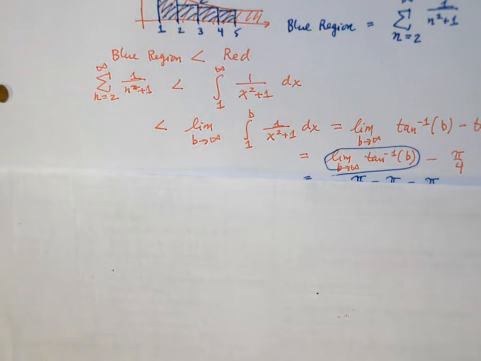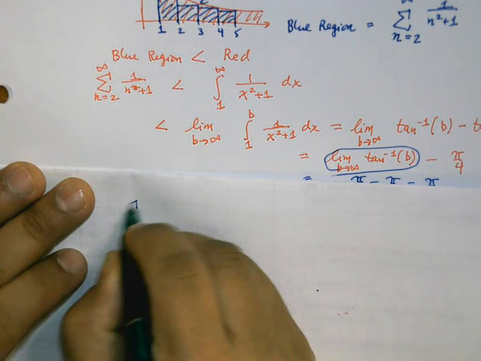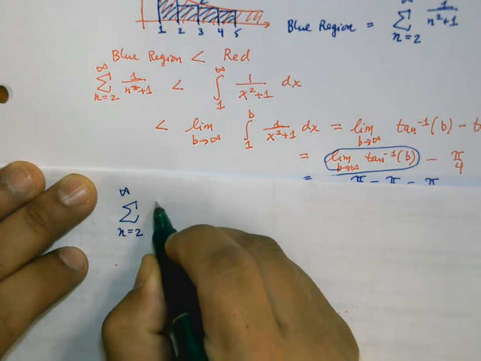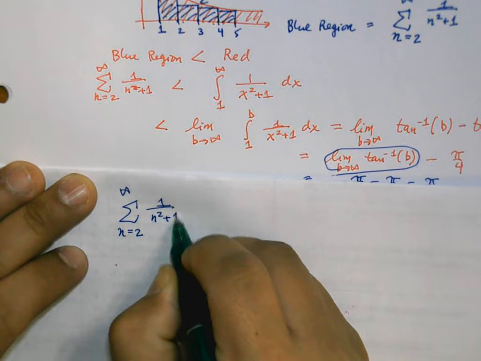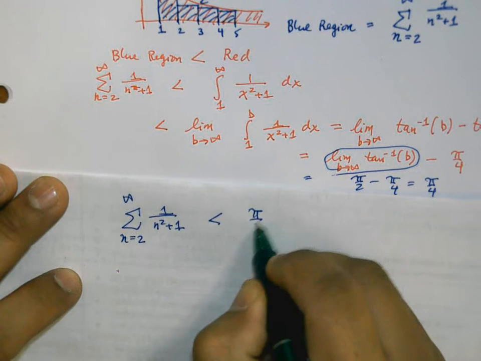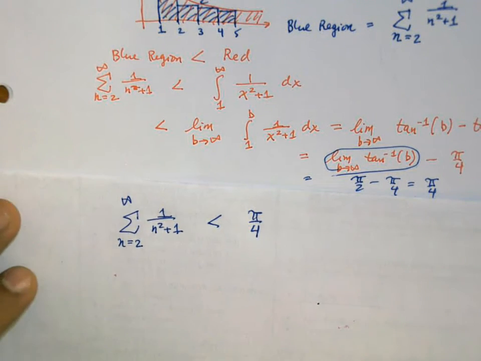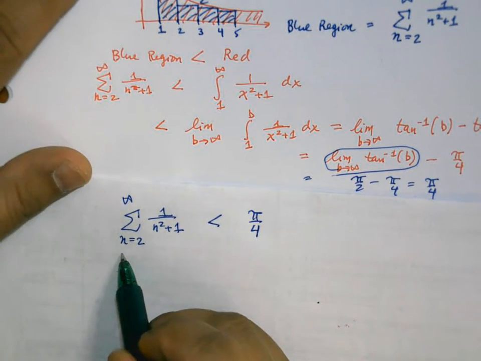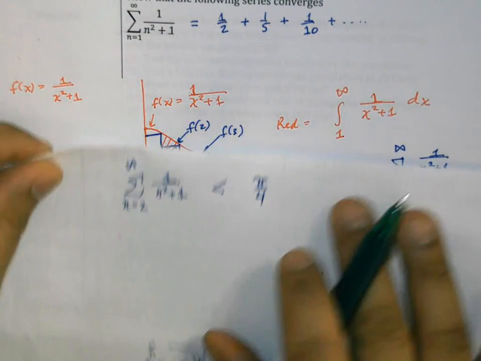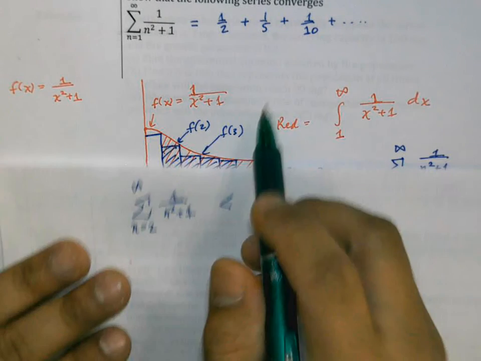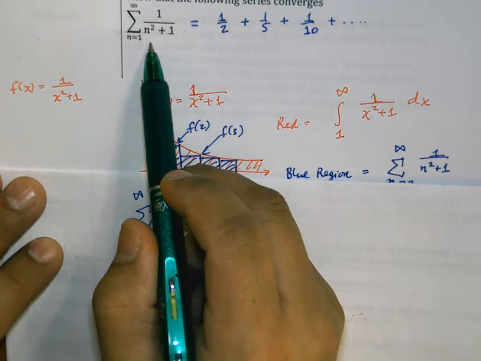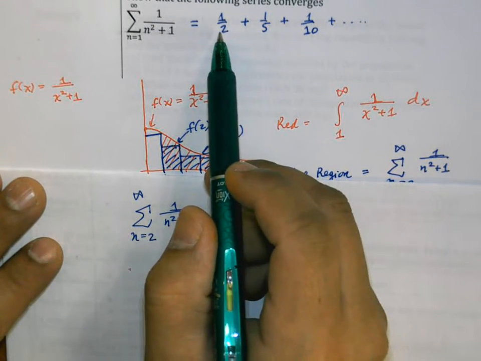Okay. So all we really know so far is that this slightly smaller series, n equals 2 to infinity of 1 over n squared plus 1, is strictly less than pi over 4. Okay. Now let's compare this series to the original series that we were asked to deal with from the very beginning. This series that we used to compare to the integral is the exact same thing as this series plus one additional term.